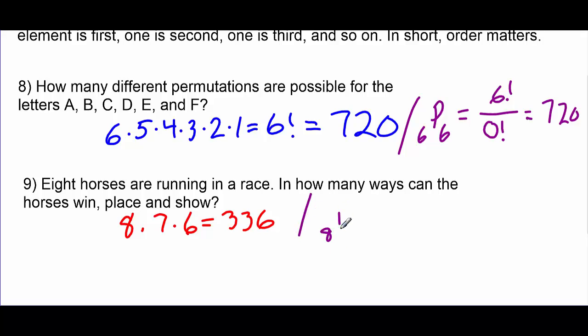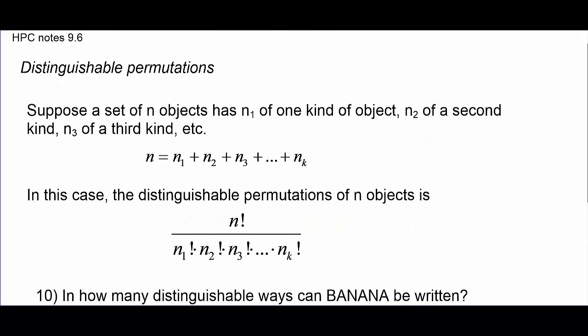Whereas on number 9, we have 8 horses. We're trying to arrange 3 of them, and so that's an 8P3 situation. Again, you can do this simplification by hand, or you do have the option of punching this in the calculator. You may have seen that nPr option when you look for nCr.